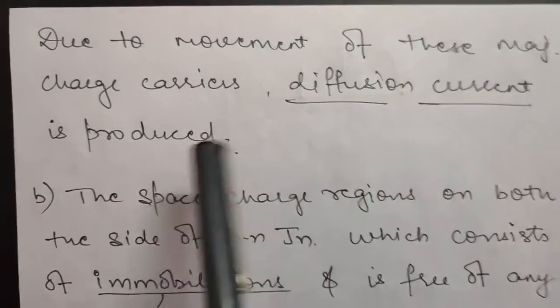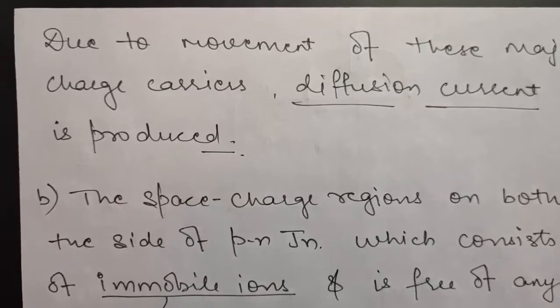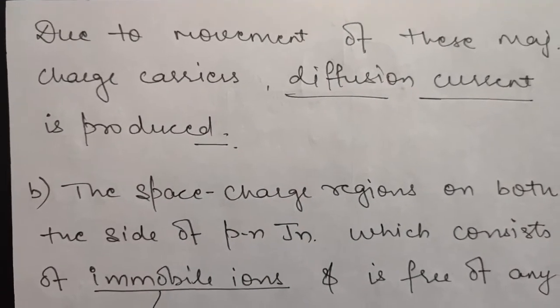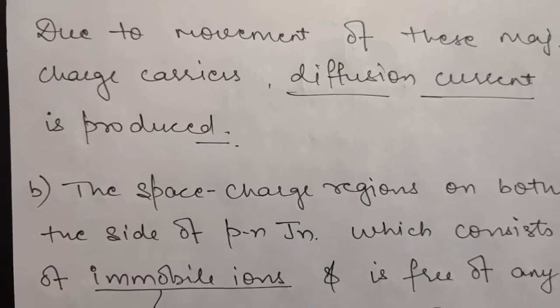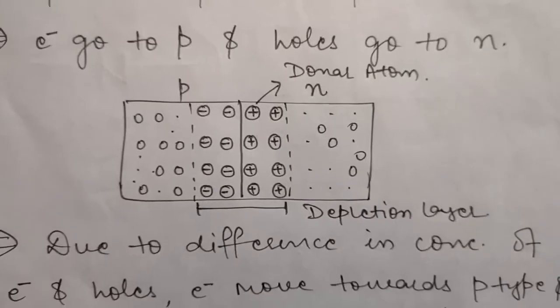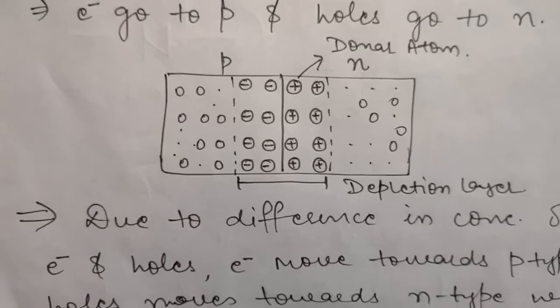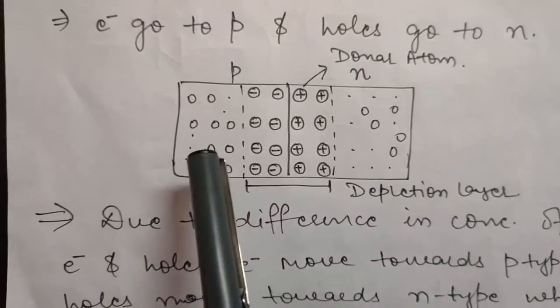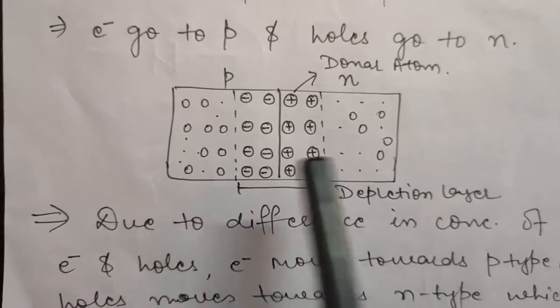Diffusion current will be produced. Okay, so now let us talk about, so this was all about the diffusion process. Now let us talk about our second point, which is the depletion region. So now again come to the diagram. Okay, so as I told you, electrons from here are coming here and holes from here are going here.